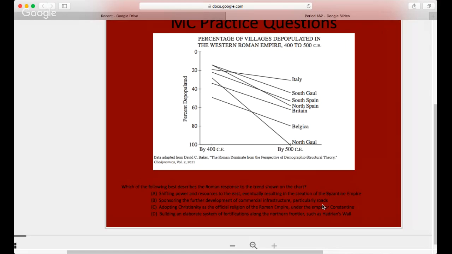When I think about what happens after Rome falls, remember feudalism happens, they move back to cities, they're not really making roads. So I'd cross off B. C, adopting Christianity as the official religion of the Roman Empire. That had already happened, so I can also cross off C. And then the last one, building an elaborate system of fortifications along the northern frontier, such as Hadrian's Wall. We never talked about that. I also know again that they left the cities, which would leave us with A being the correct answer, because it's asking what happens after this, and after this is the Byzantine Empire.